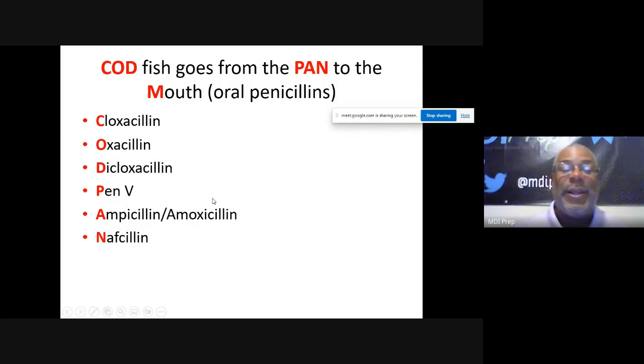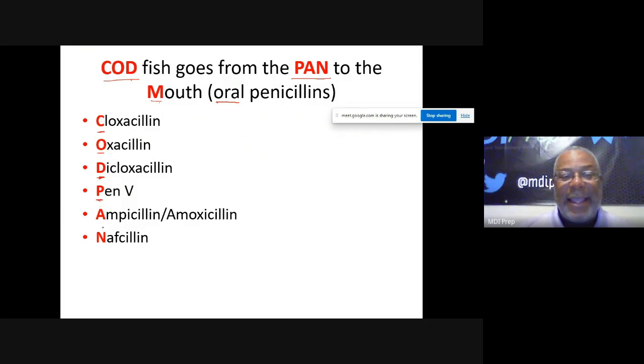Now, if we look at the oral penicillins, oral means by mouth, right? So think about this fish called a codfish. That's a type of fish. It goes from the pan where you cook it to the mouth. So codfish goes from the pan to the mouth, the mouth indicating oral. That's the cod, C-O-D: cloxacillin, oxacillin, dicloxacillin. Pen V, we know that's oral.